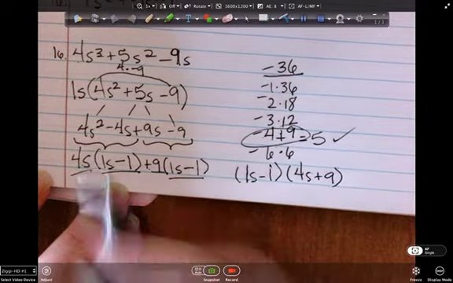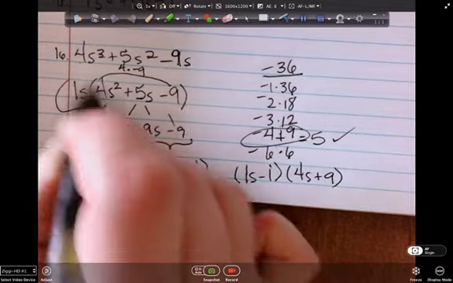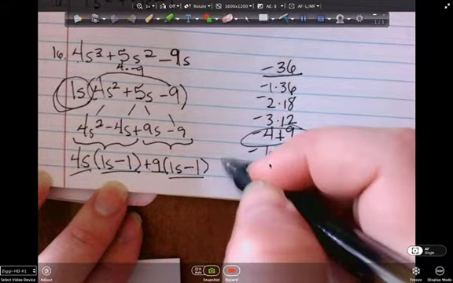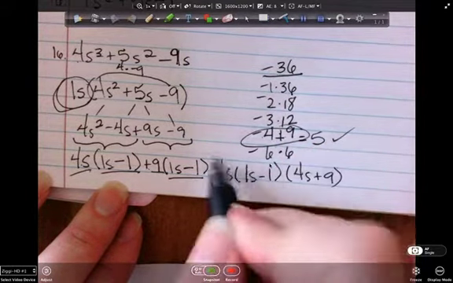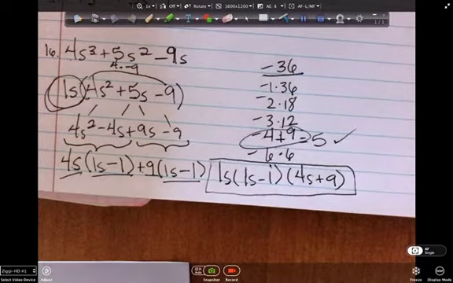I'm not quite done yet because I have to remember that in my very first step up here, I did factor out that 1s. So I'm going to have to bring that down. And I'm going to write it right here in front of my first set of parentheses, making that my final answer.